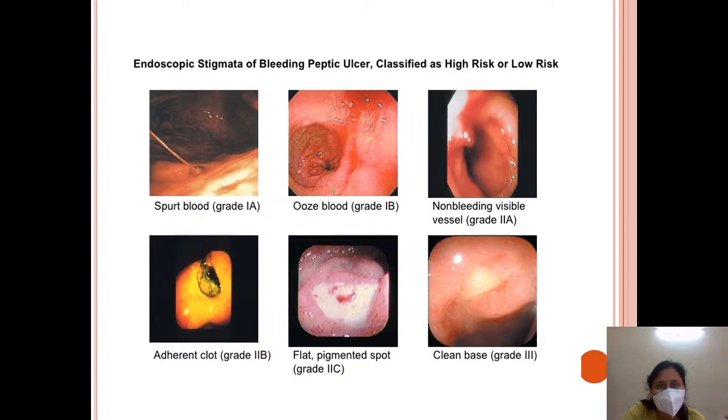In this image, we can see endoscopic stigmata of bleeding peptic ulcer classified as high risk or low risk. Grade 1A is spurting blood, and in grade 1B we can see oozing of blood from the peptic ulcer. In grade 2A, we can see a non-bleeding visible vessel, in grade 2B an adherent clot, and in grade 2C a flat pigmented spot. In grade 3, we can see a clean base of the peptic ulcer.